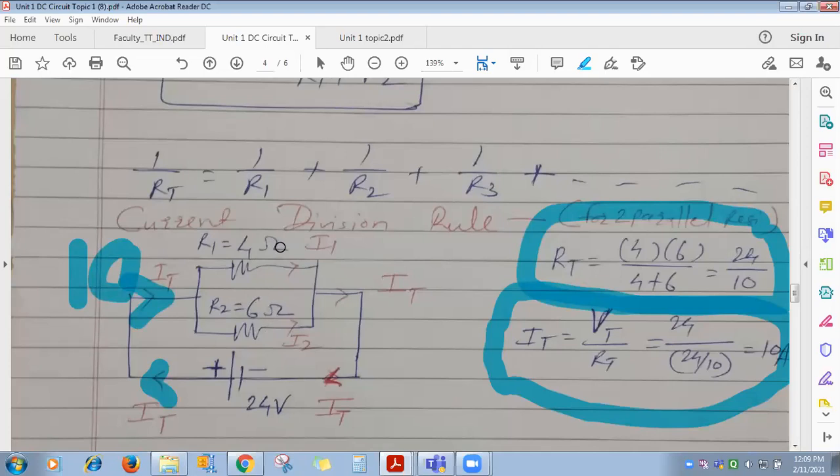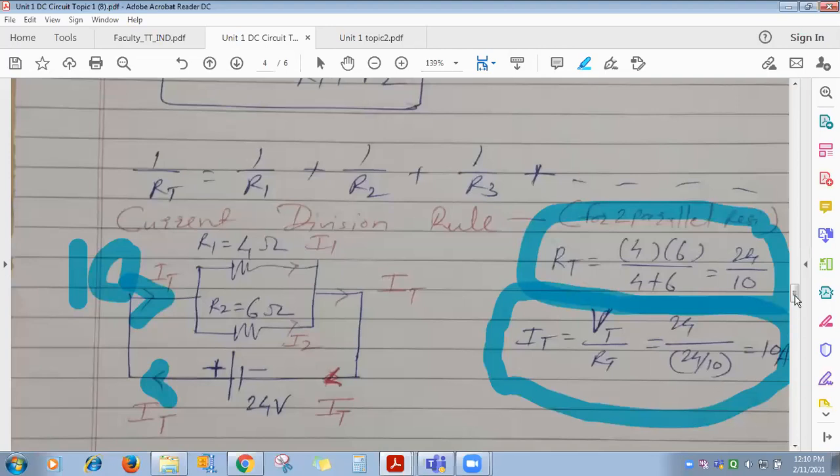Now you tell me, 4 ohm resistance is less than 6 ohm. So through which resistance will more current flow? 4 ohm. Correct. So when two resistances are connected in parallel, the voltage drop across them is the same. But what about current? The lesser the resistance, the more the current will flow. So I1 value is more than I2, right?